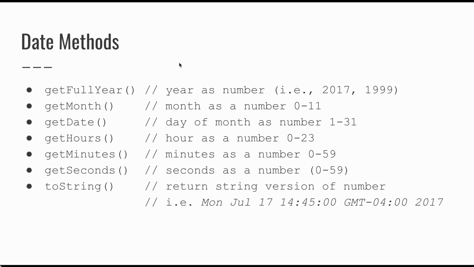So some common methods you'll see in dates: getFullYear, getMonth, getDate. These are going to return exactly as you would think. getFullYear is going to be your 4-digit year. getHours, getMinutes, getSeconds. These are going to return the hour of the day, the minutes of the hour, and the seconds of the minute. And then there is a toString, which is going to be a much longer string that is not terribly useful in practice.